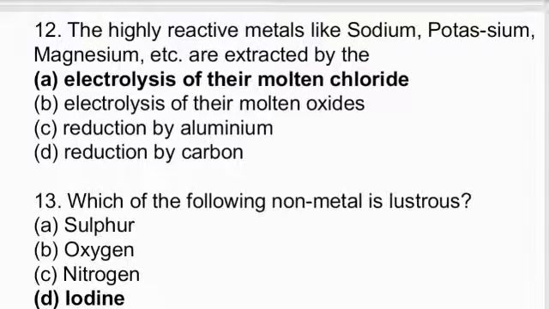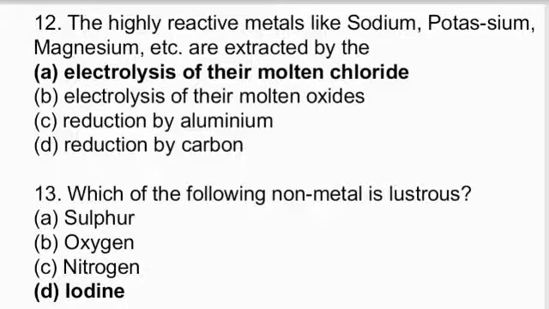Question number 12. The highly reactive metals like sodium, potassium, magnesium, etc. are extracted by the dash process. The options are electrolysis of their molten chlorides, electrolysis of their molten oxides, reduction by aluminum, reduction by carbon. The correct option is electrolysis of their molten chlorides.